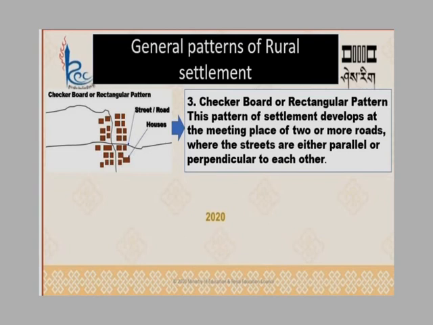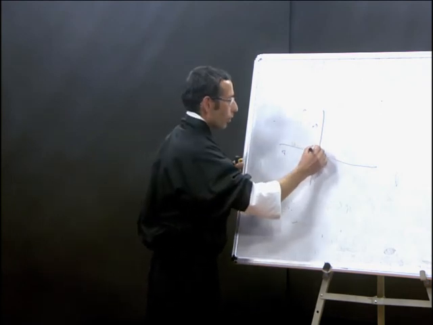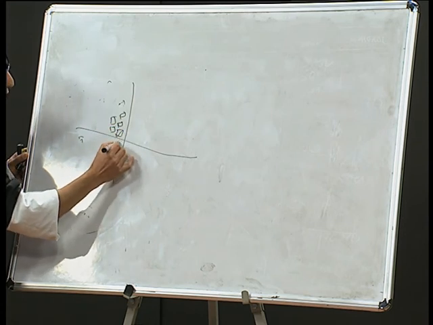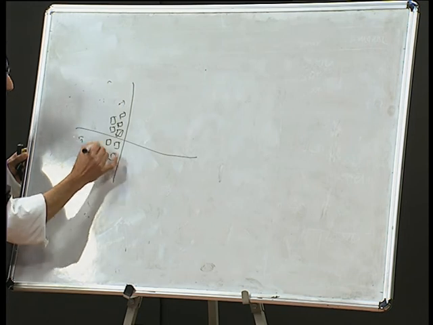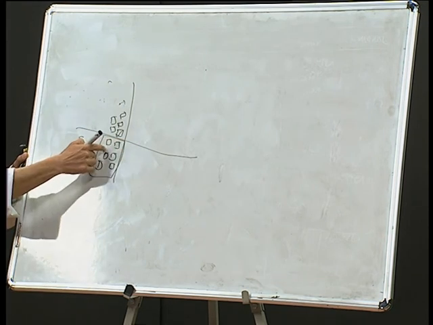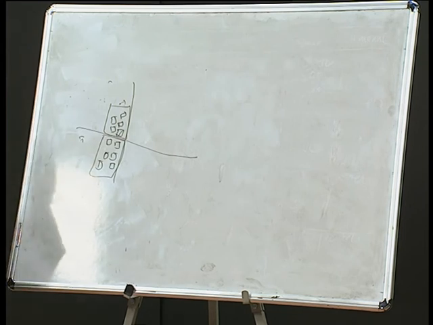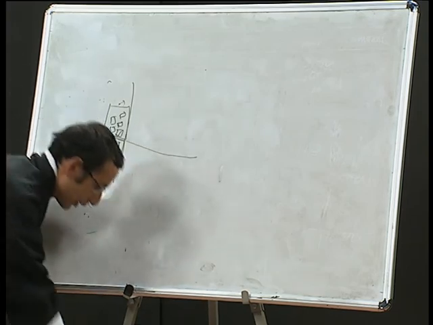Let's say this is one road and another road meets here. Right. Now, these roads are parallel. Now, the settlement develops along these sides of the roads and it exactly looks like a rectangular pattern. See here. It looks like a rectangular pattern. That is how the rectangular pattern of settlement is depicted in rural areas.